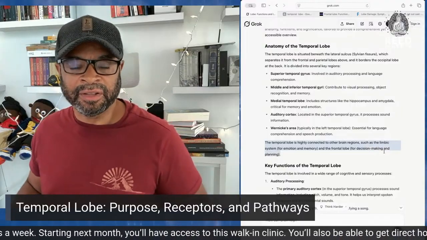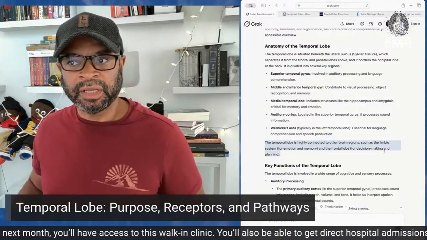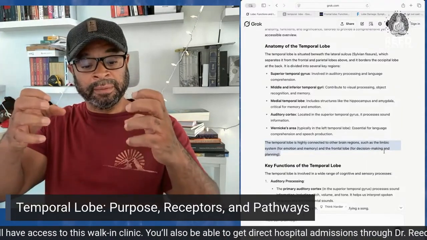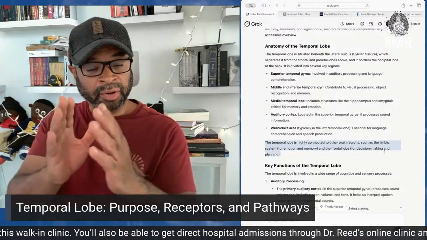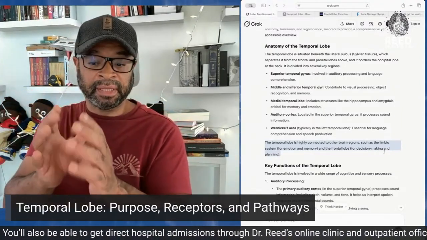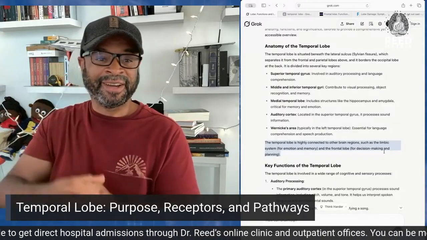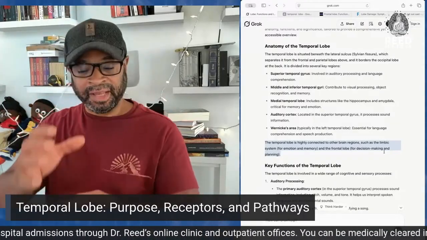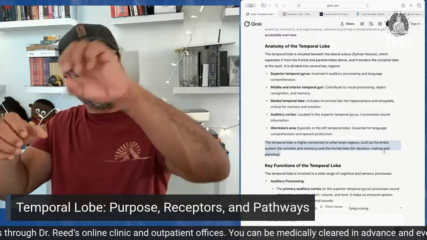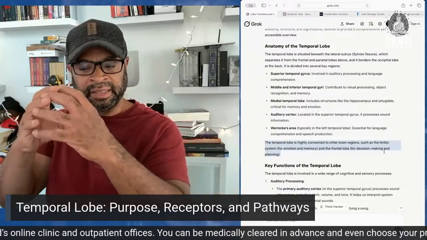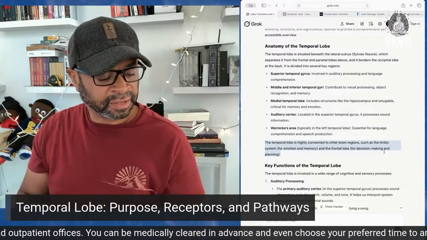Can you see how it makes sense? Can you see how all of these lobes specialize in processing specific types of information? It does it in this cortex, and then it integrates it back into these centers that process things.